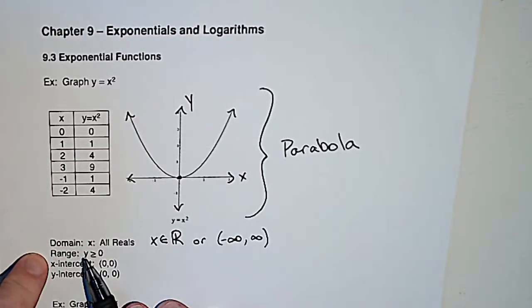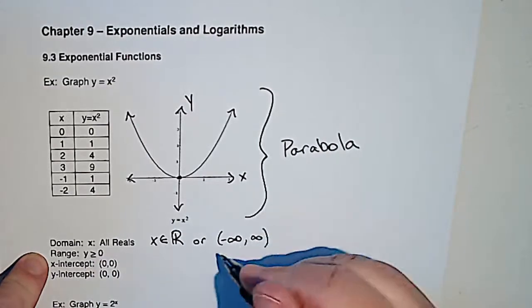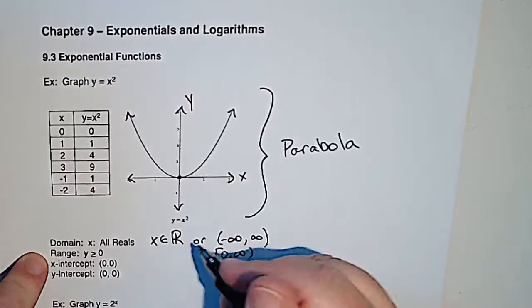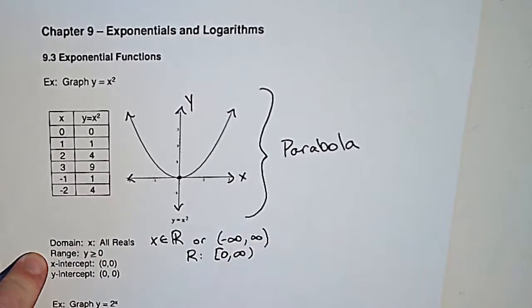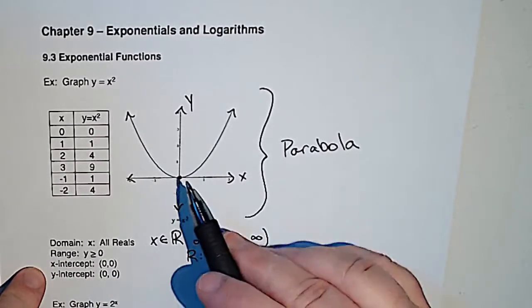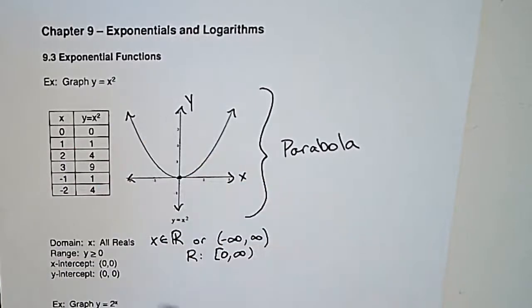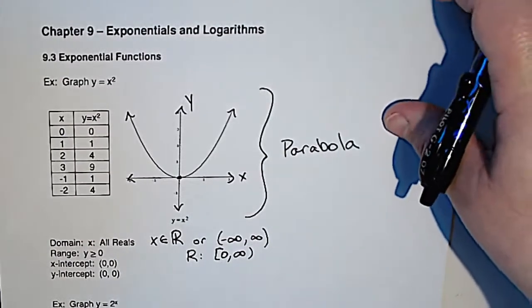The range is y is greater than or equal to 0. In interval form, this would be 0 to infinity. This is the range. The x-intercept and the y-intercept are both (0, 0), because that's the only time it hits either of the axes. So that's our parabola. We study this more in depth in 10.1, but it's kind of cool. Oh, look at that, it's a little smile. Isn't that lovely? And then we move on to something a little more exciting, maybe.